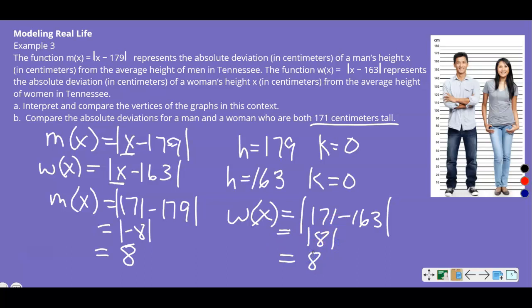So we can conclude that the heights of the men and the women are both 8 centimeters from the average height. Now, if you look at that picture, it looks like that is not 179. Hers might be slightly above 163. Maybe they're slouching, I don't know. But anyways, that picture is not really to scale, so just be aware of that. But compare the absolute deviations for men and women who are both 171 centimeters. They would both be 8 centimeters from the average height of men and women in Tennessee.